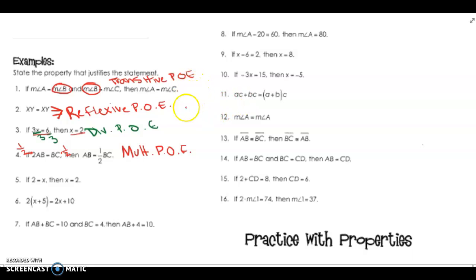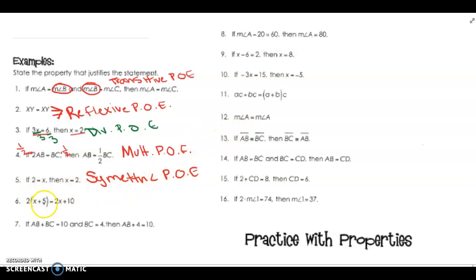Okay, number 5, if 2 equals x, then x equals 2. What says that we can flip what's on each side of the equal sign? This would be symmetric. And I think I just misspelled that. I think it's only 1 t.